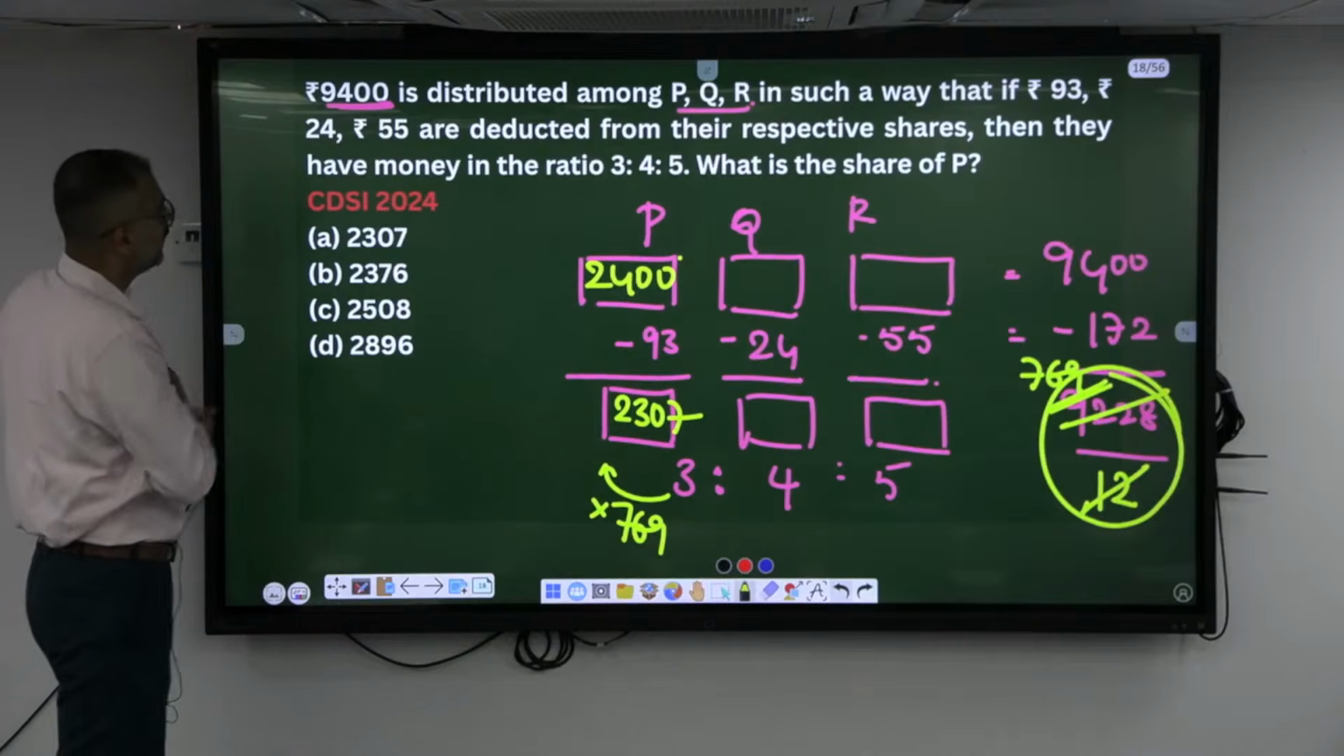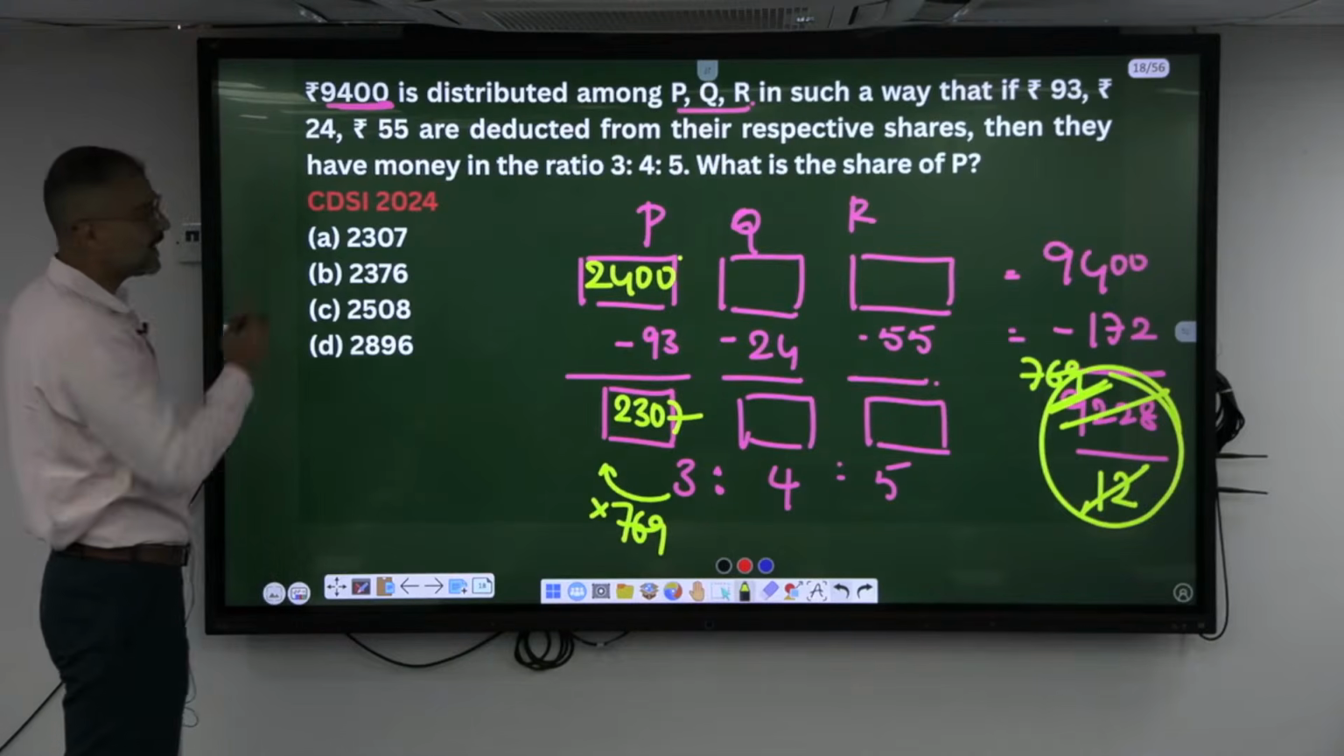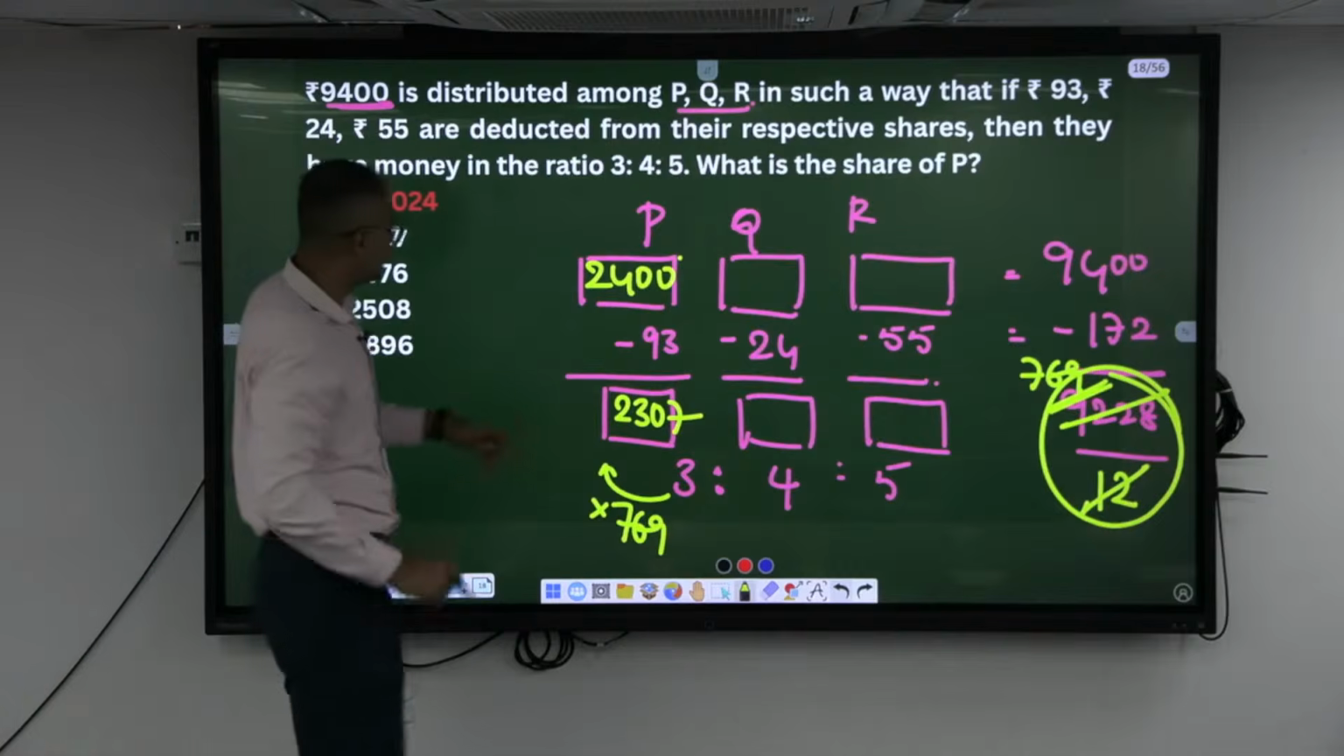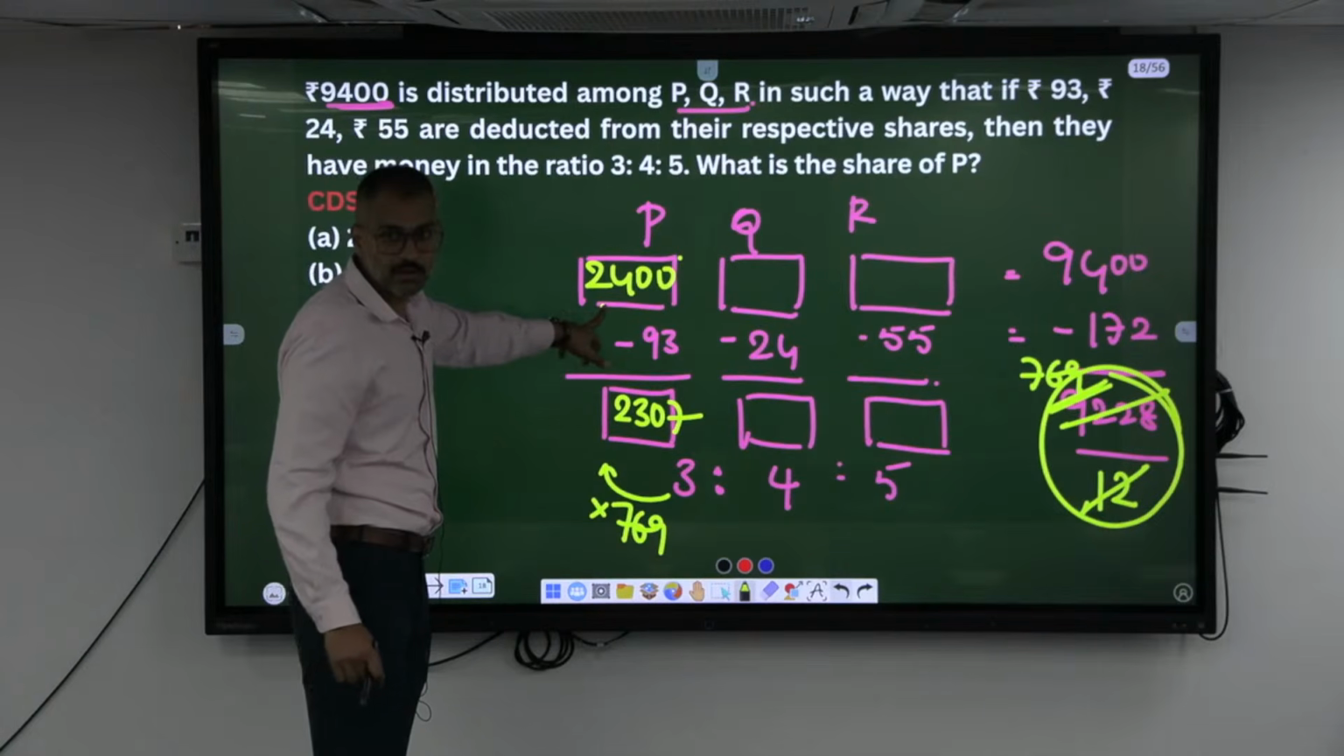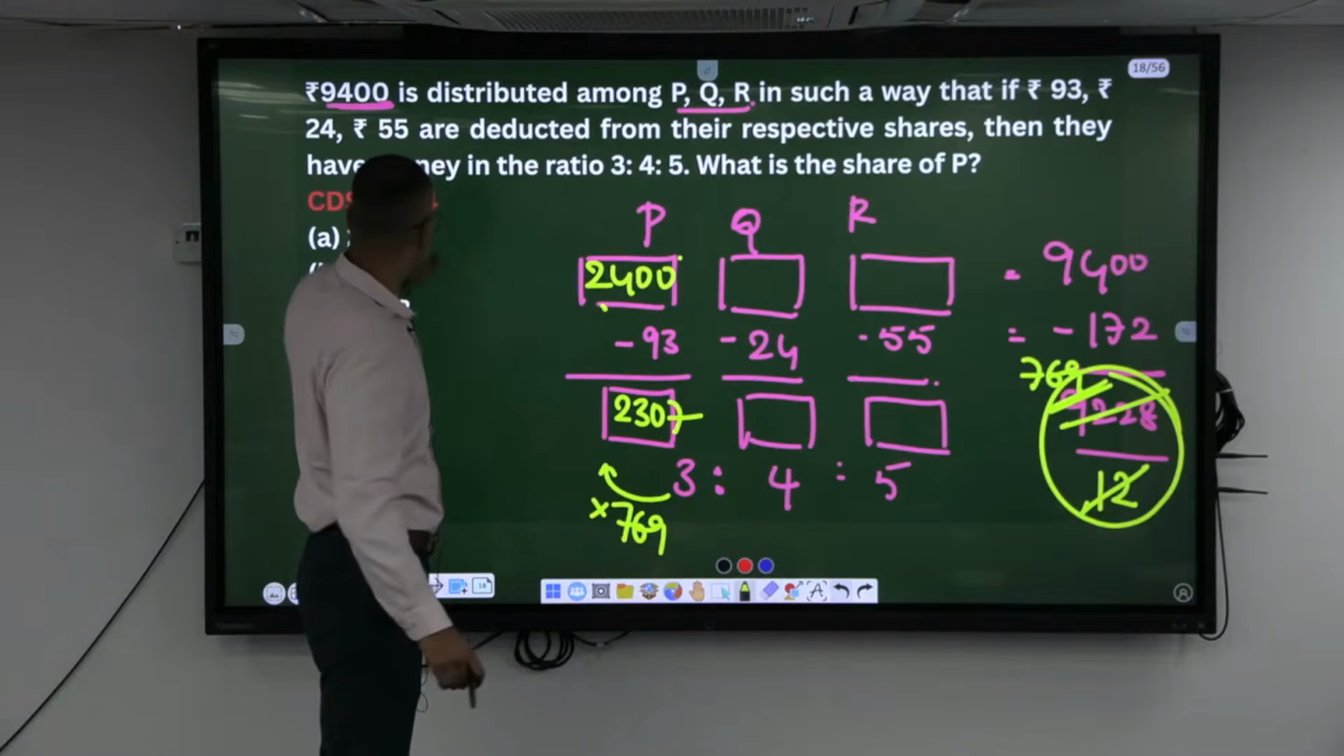What is the share of P after reducing? Okay, there is ambiguity in the question, right? What is the share of P means? It has to be the original share. After subtracting means CDS.